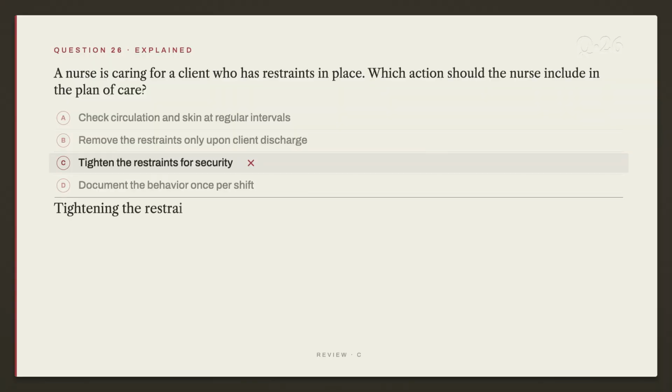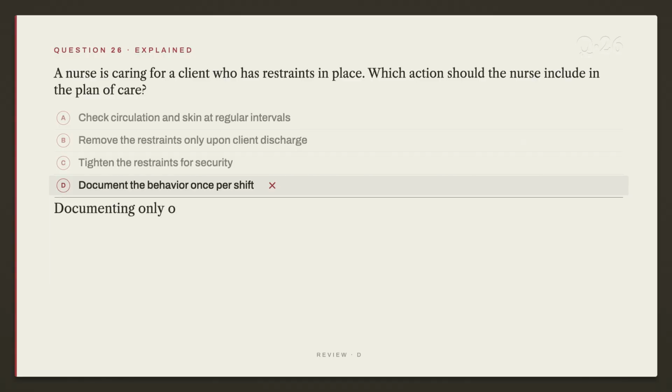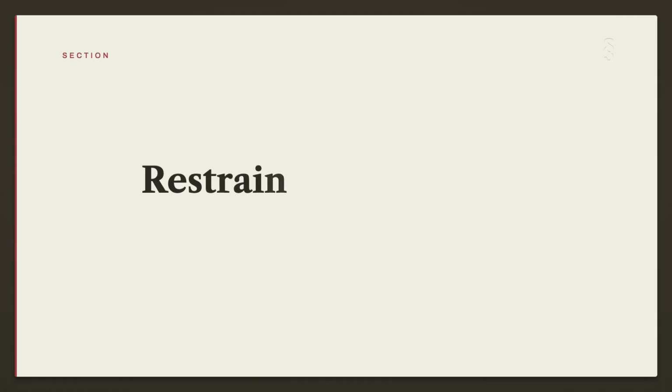C is wrong because tightening the restraints for security risks cutting off circulation and harming the skin. Restraints stay loose enough for 2 fingers to fit, not tightened down on the limb. D is wrong because documenting only once per shift fails to capture the frequent monitoring restraints require. The nurse records assessments and care at regular short intervals while the restraints remain in place.